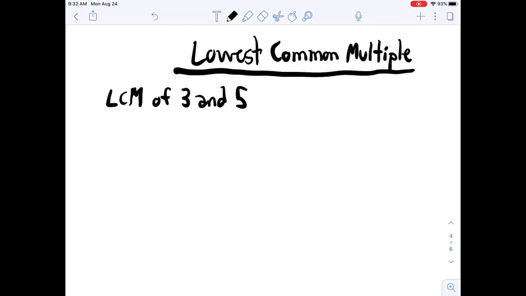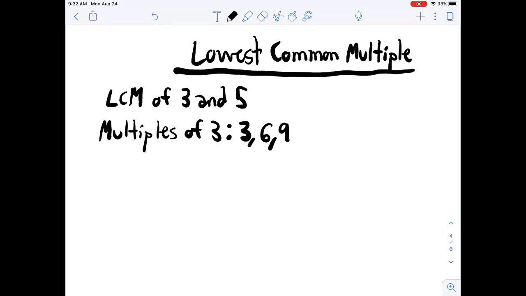Now I will show you lowest common multiple. Suppose we need to find the LCM of the numbers 3 and 5. We first need to find some multiples of both of these numbers. So I'll start with 3. Multiples of 3 are 3, because 3 times 1, 6, 3 times 2, 9, 3 times 3, and so on. So just keep adding 3. And the list goes on for a while, but I'm just going to show you these few multiples.